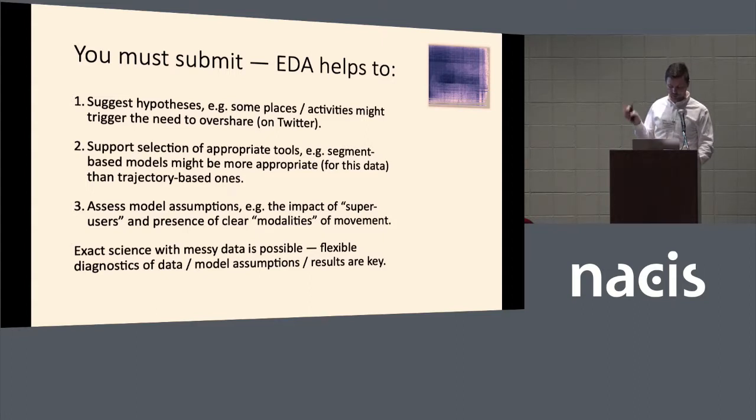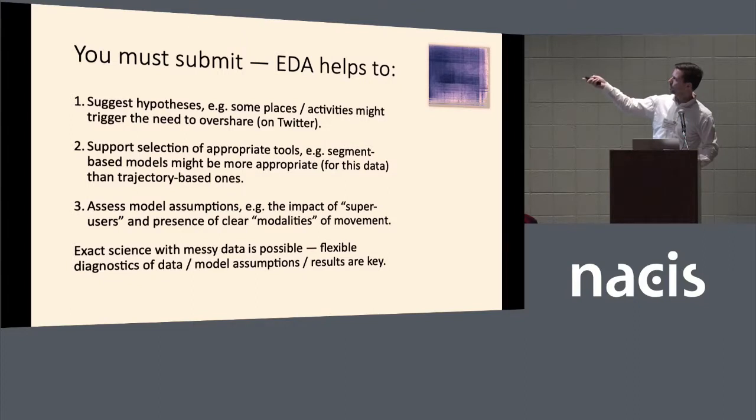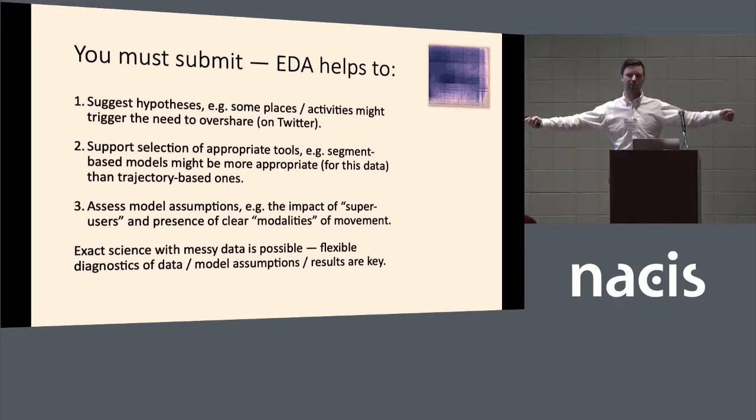Anyway, to start summarizing, I have plenty of time to do that. To paraphrase the beloved leaders, you must submit. Exploratory data analysis does offer you a lot of help for things like suggesting hypotheses. To recap the examples I gave you, some places and activities trigger the desire to overshare in you. That's something really interesting. I know too many people who looked into that. EDA also supports selection of appropriate tools. I talked a little bit about trajectory-based mapping versus segment-based mapping. Having taken a look at this, you're probably going to gravitate towards segment-based mapping rather than trying to build long personal trajectories. And finally, the most important, it's about assessing the model assumptions.